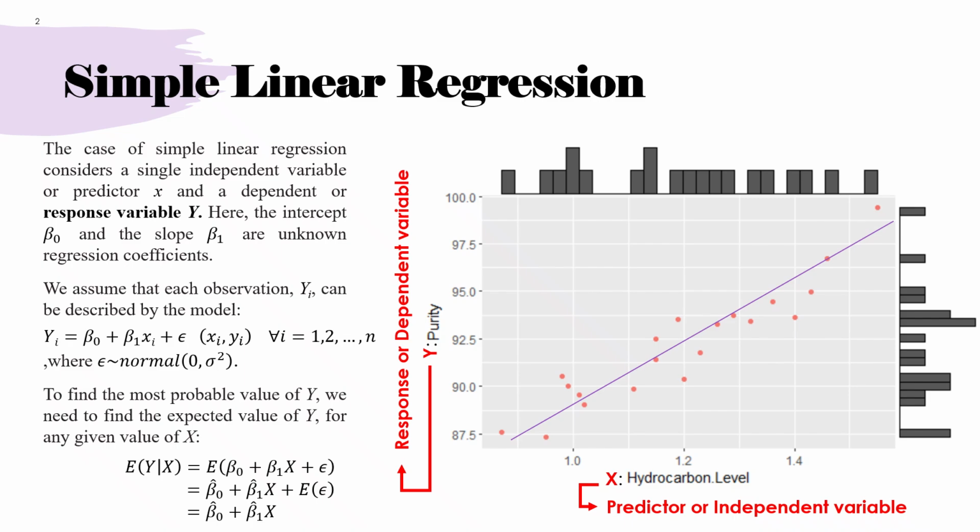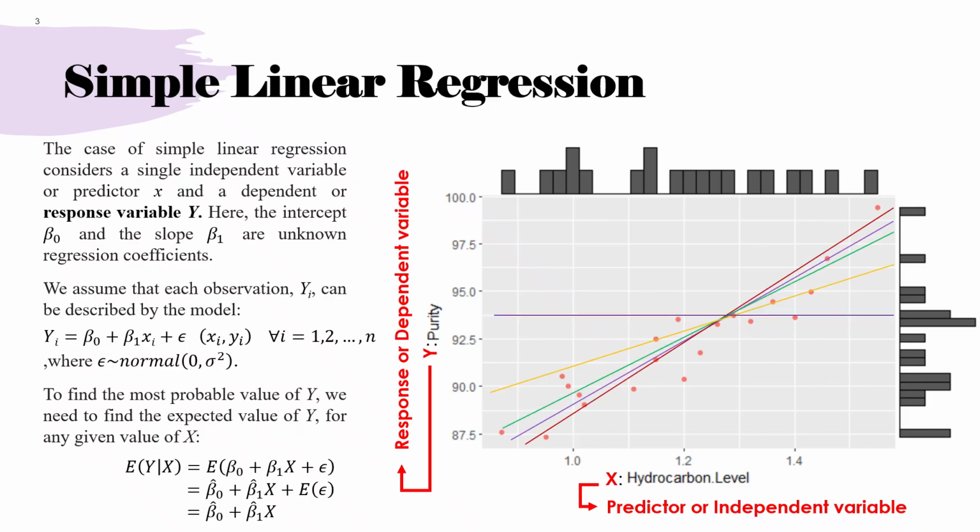In practice, we do not know the true values of beta 0 and beta 1, so we replace them with their estimates, called beta 0 hat and beta 1 hat. Therefore, the estimated expected value of y given x is beta 0 hat plus beta 1 hat times x, which represents the predicted value of the response for a given predictor value.